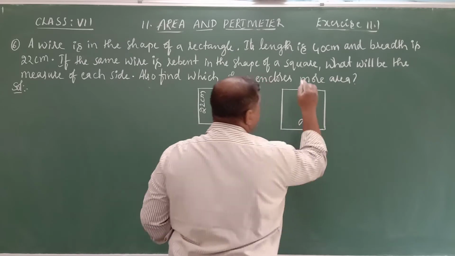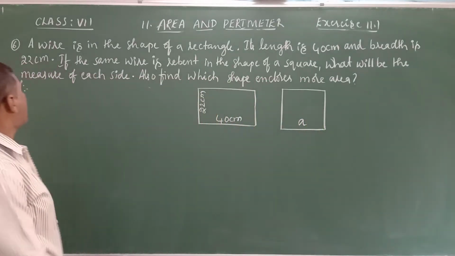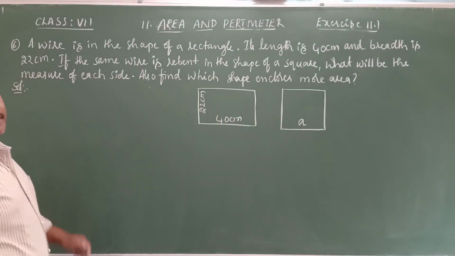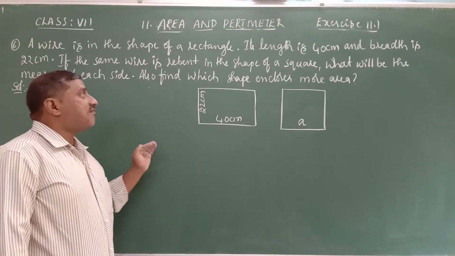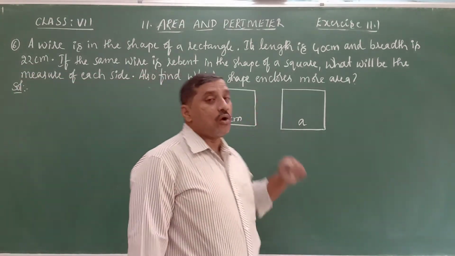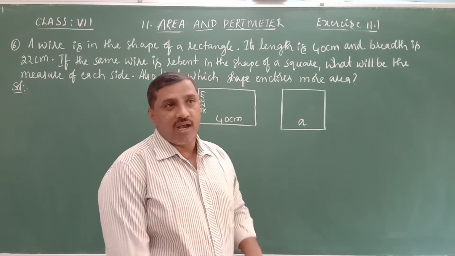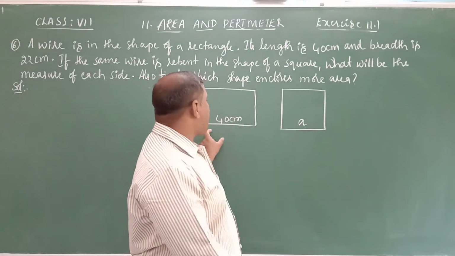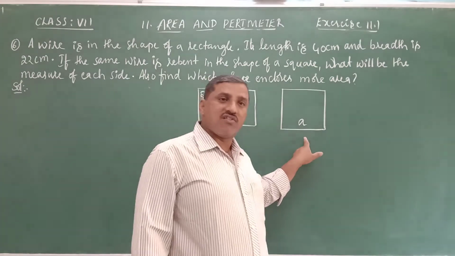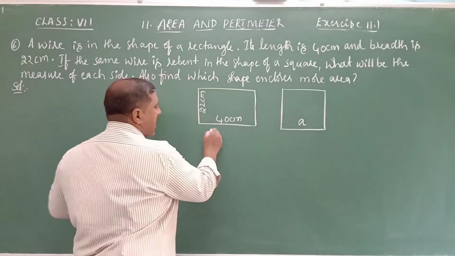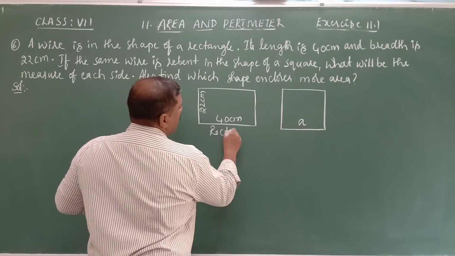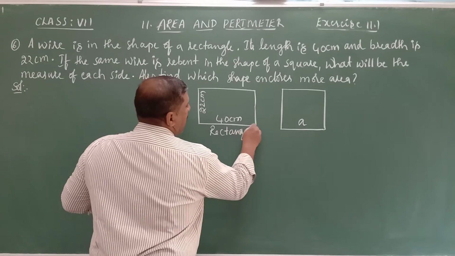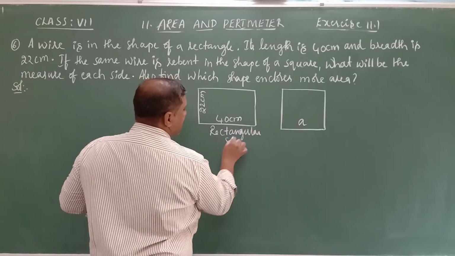Let's say its length is A units. What will be the measure of each side? Also find which shape encloses more area. Here how many shapes are there? Two shapes. One is a rectangular shape, the other one is a square shape. This is a rectangular shape, and this one is a square shape.